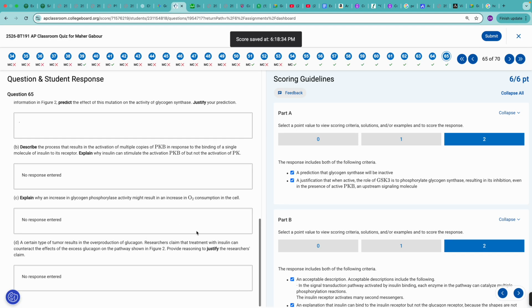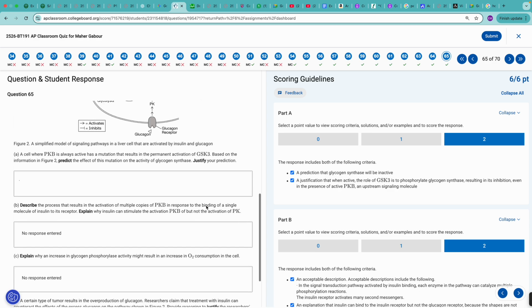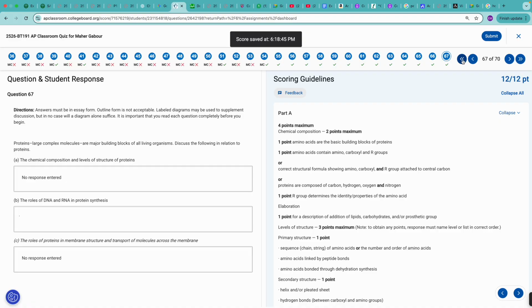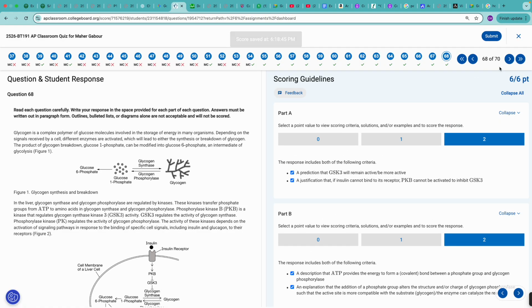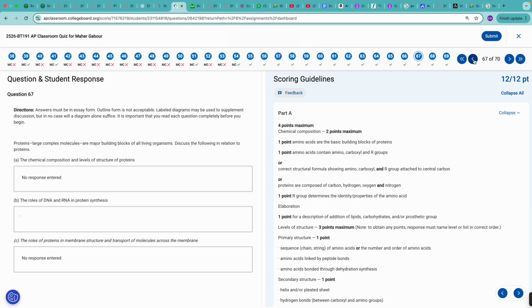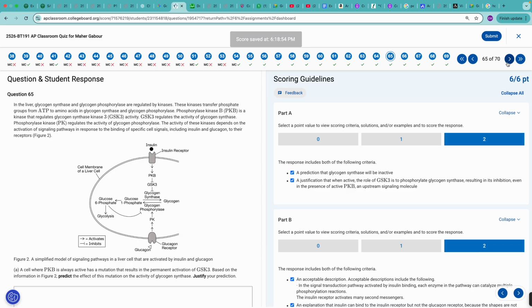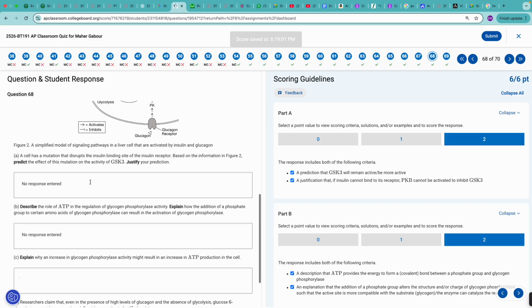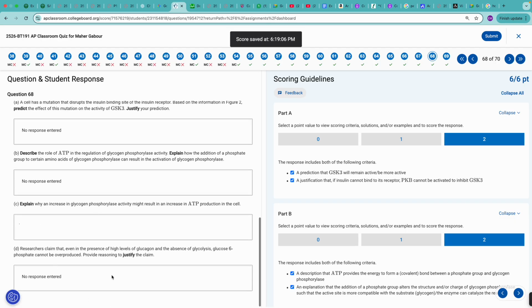So number 65. Number 65 is quite interesting. It has brothers and sisters in number, here is it? 68 and... but wait, no, there was more. Wait, 66. Oh, okay. So it has brothers and sisters. So it has 65, 66, and 68. It's the same question, but different. It's the same given, but different questions for some reason. I guess they love this question.